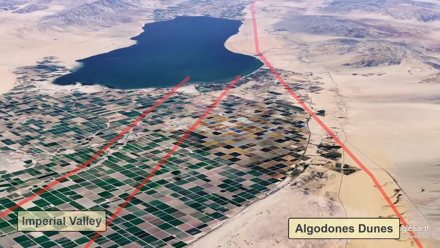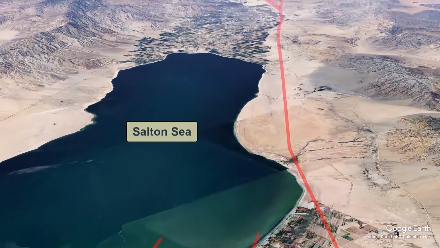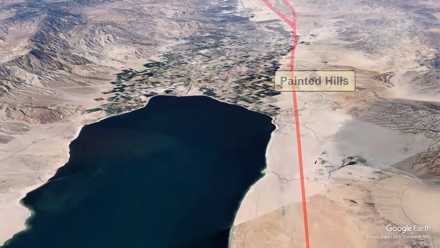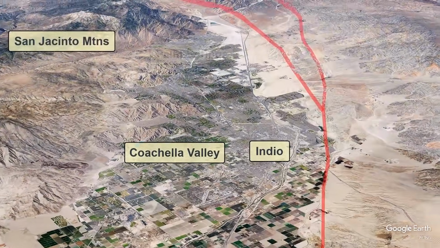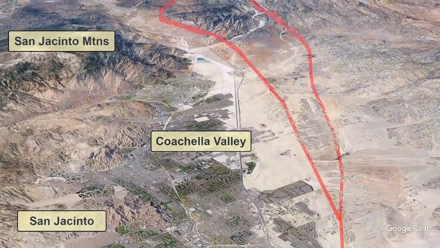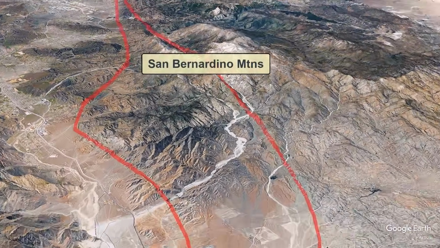And that sums up our tour of how the San Andreas Fault System shaped the Coachella Valley area and the surrounding mountain ranges. But before we go, there's one more thing you should see via Google Earth. And that's how these two fault strands meet up again before entering the San Bernardino area.